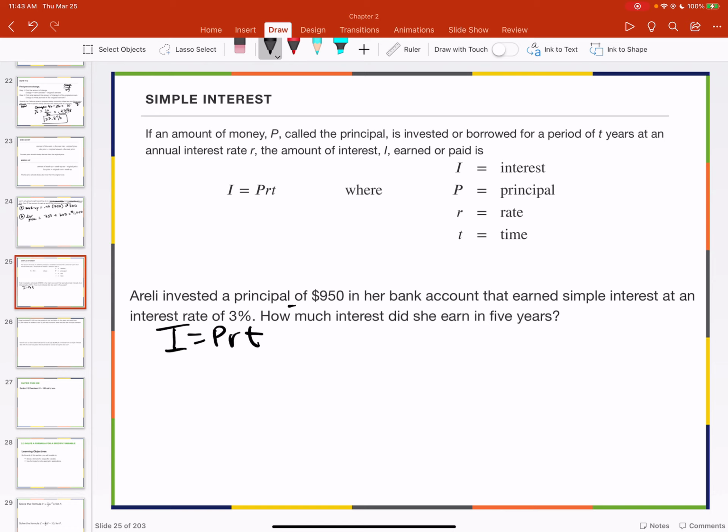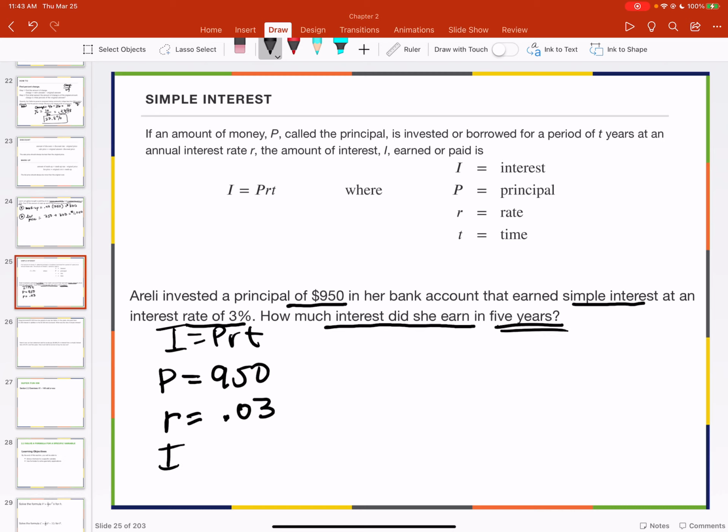Areli invested a principal of $950. Right away I go, oh, okay, P equals 950. That's fine. In her bank account that earned simple interest at an interest rate of 3%. R is, we use it as a decimal. Remember, we always do calculations with percentages expressed as decimals. How much interest did she earn in 5 years? So the question is, they want to know what I is. Okay, and then the time is 5 because it's 5 years. So we're just plugging in stuff here, right?